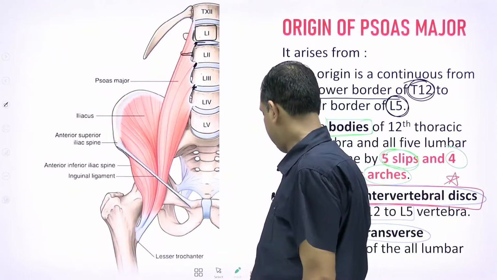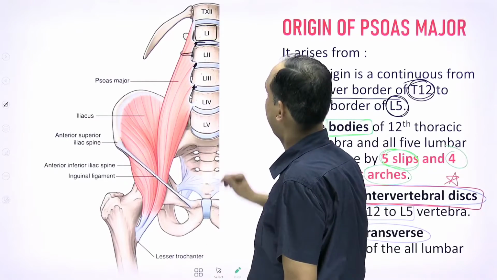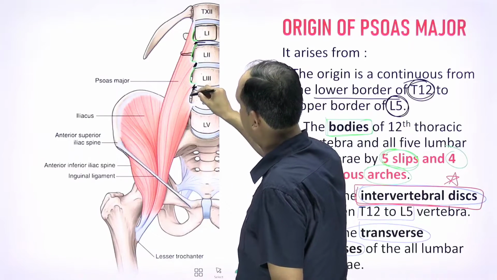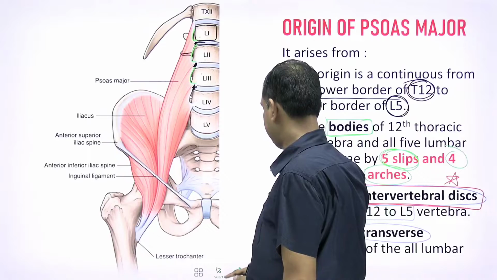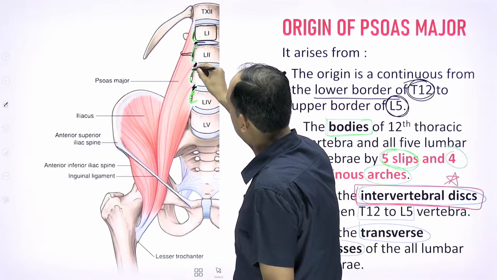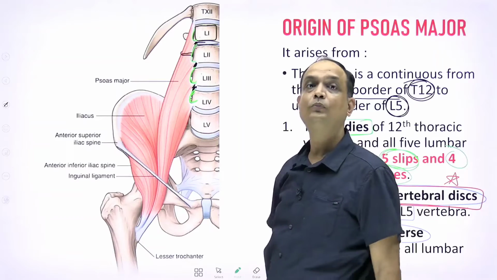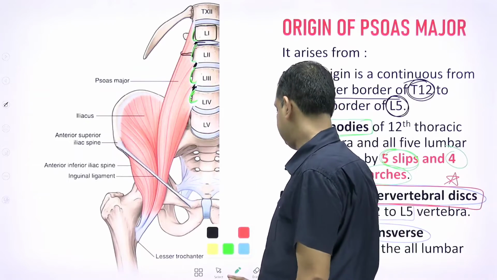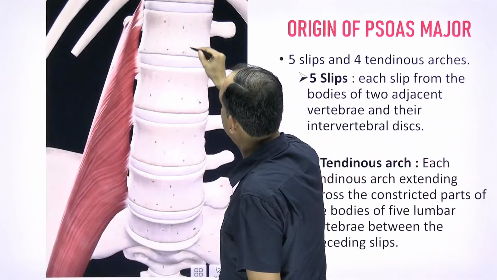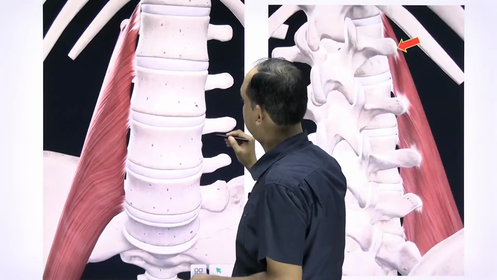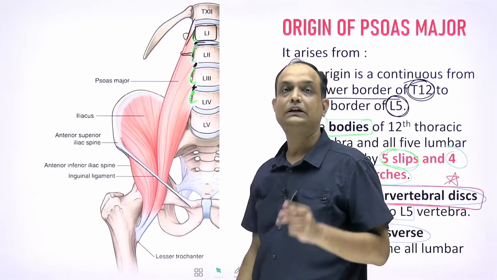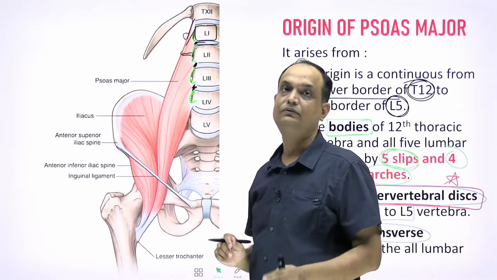Now here you can appreciate the arches. Where is the arch? This is one arch, this is the second arch, third arch and fourth arch. So how many arches are there? There are a total of 4 arches: 1, 2, 3 and 4. Now how many slips? This is the first slip, this is the second slip, this is the third slip, then you will have the 4th slip and 5th slip. So there are 4 tendinous arches and 5 slips.